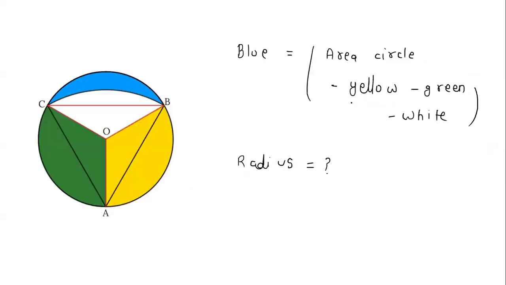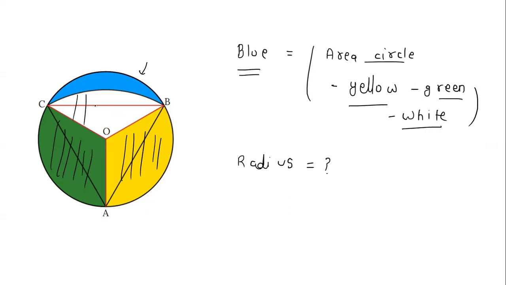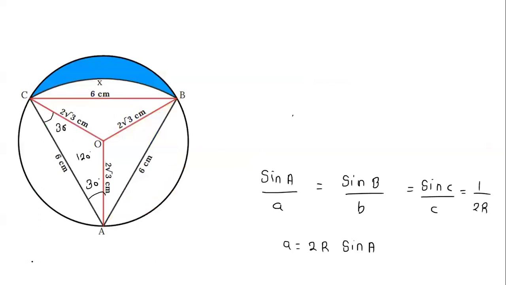So you see this figure. In this figure I can write this blue area as the area of this full circle minus this yellow area and minus this green area and minus this white area. So if I subtract this yellow, green and white area from the area of the circle, then I can find this blue area. So this is the strategy. So now let's see how we can do this further.